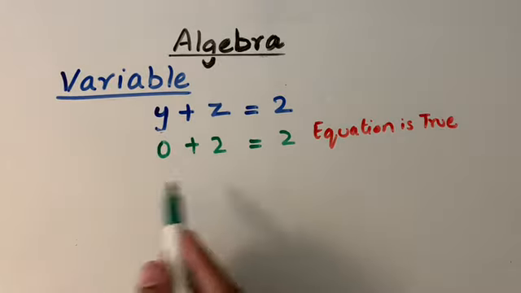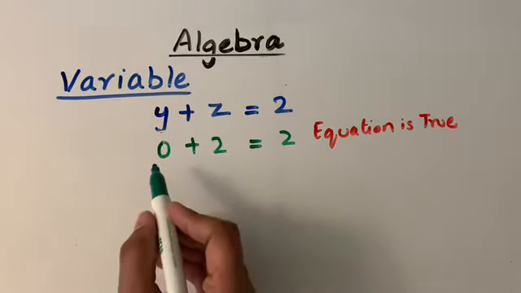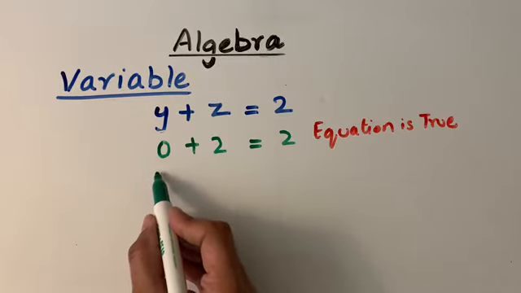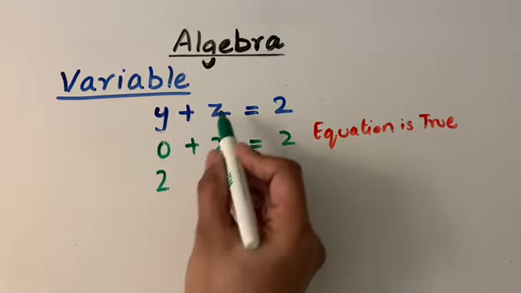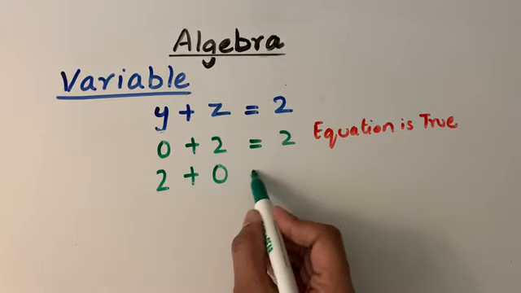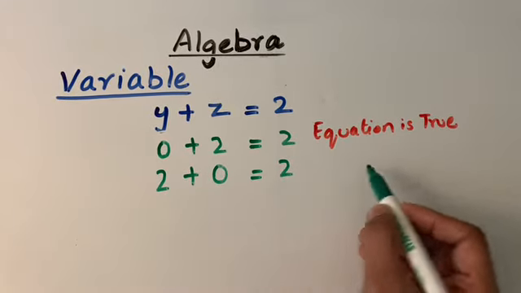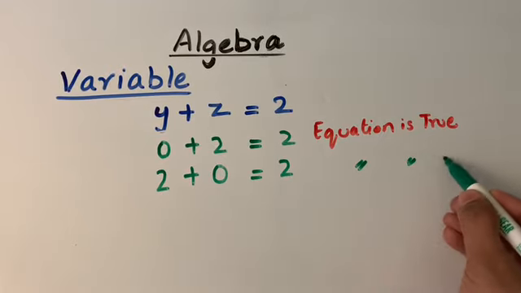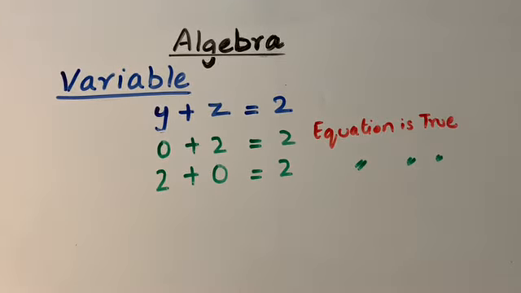Let's switch these two values. Suppose here now we have y equals 2 and z is equal to 0. So when we add them, again we'll get 2. So this means our equation is true. Right. Let's think about other possibilities.